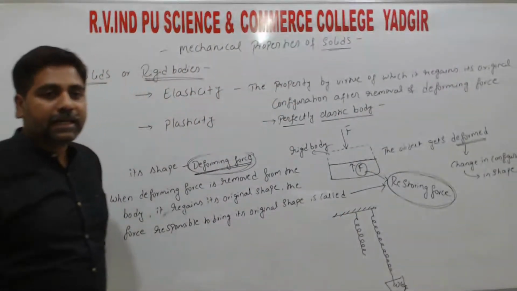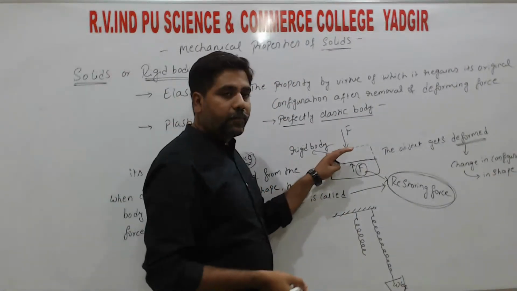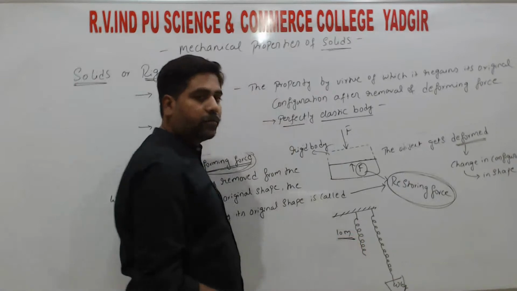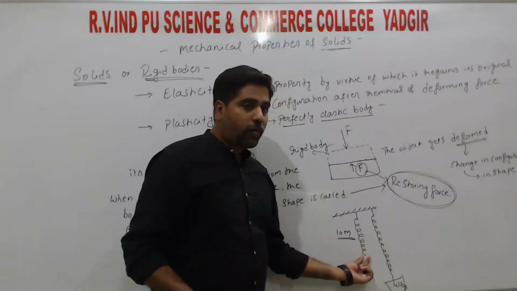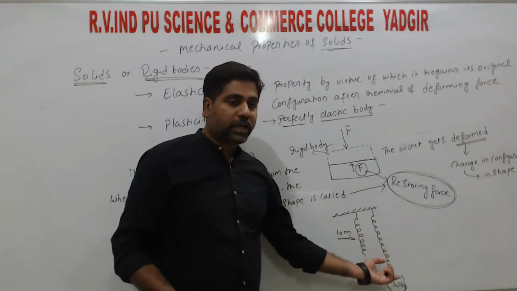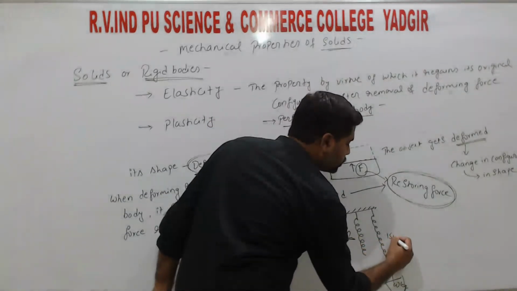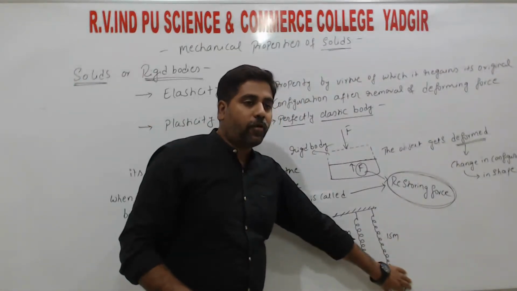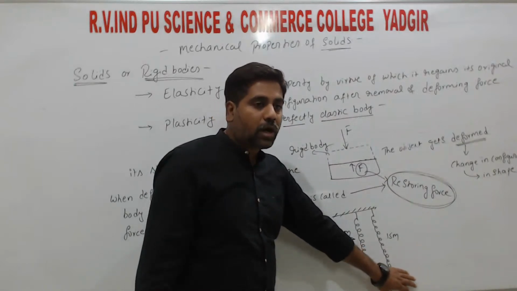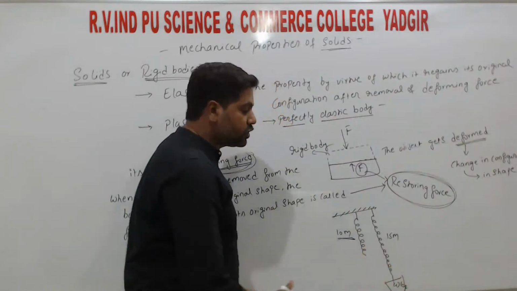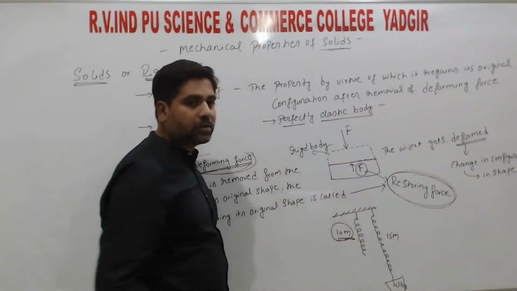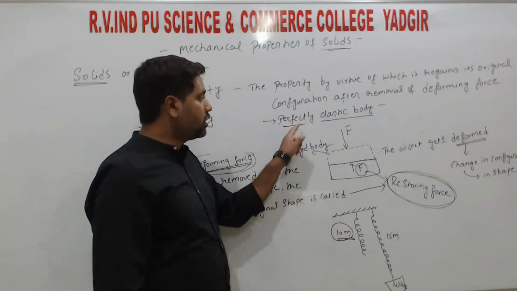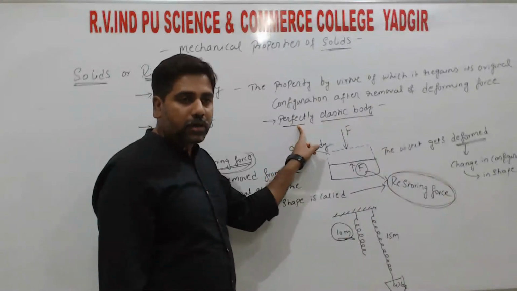So what is a perfectly elastic body? For example, the original length of the spring is 10 meters, right. So when we apply the deforming force, the length of the spring changes, it increases to 15 meters. So after removing the deforming force, that is the applied force, the spring will come back to its original shape, that is the original length, 10 meters. So if it comes back to 10 meters, we call that a perfectly elastic body, right.